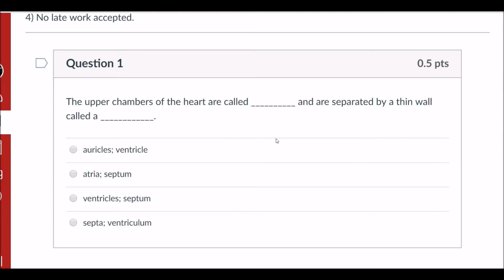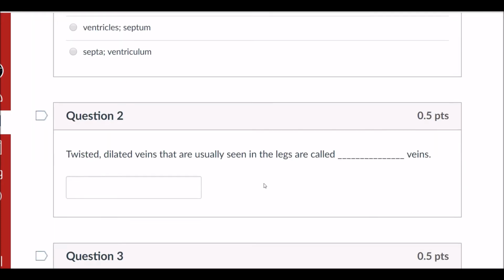Holy smokes, too easy. Number 1, the upper chambers of the heart are called blank, and are separated by a thin wall called the blank. Atrium and atria and septum. Okay, everyone agrees? All right.